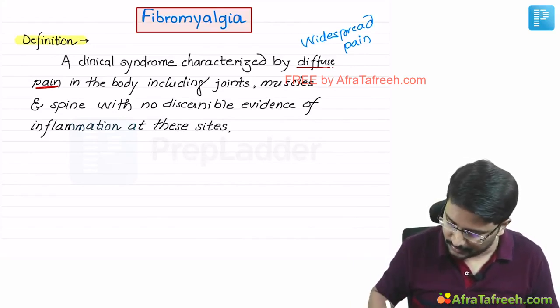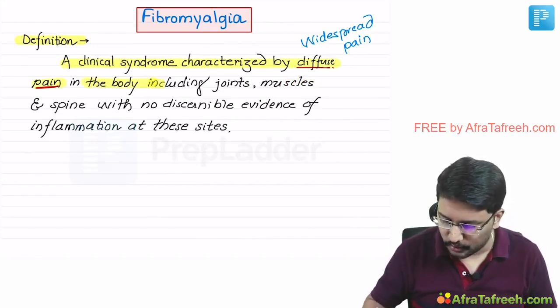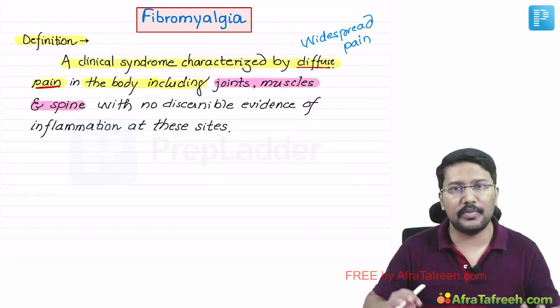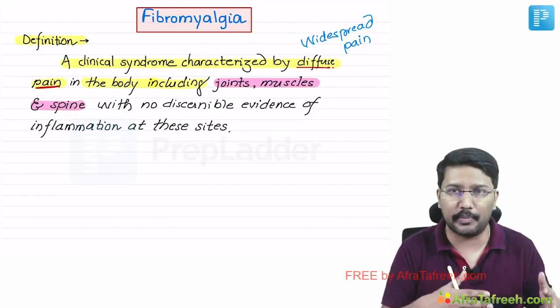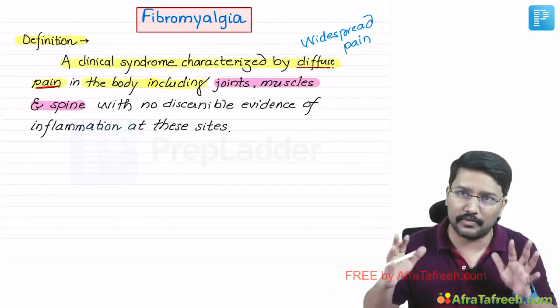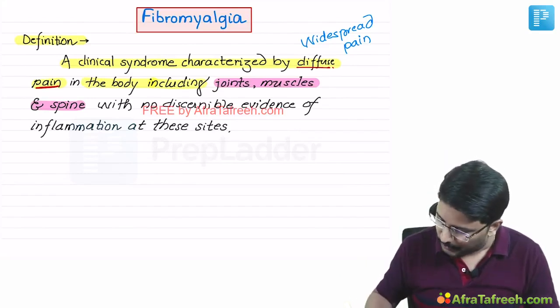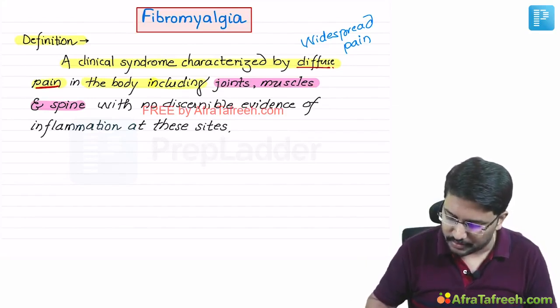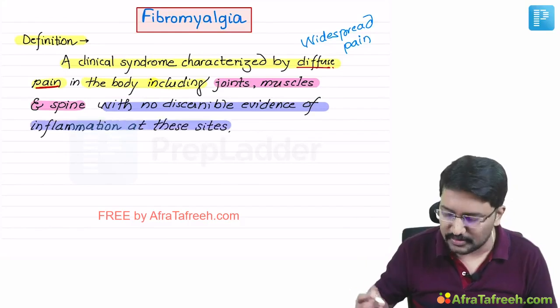A clinical syndrome characterized by diffuse pain in the body including joints, muscles and spine. So that means pain can originate from any of these structures. So if the patient is having joint pain, that doesn't rule out fibromyalgia. Fibromyalgia remains an important differential diagnosis. Okay, and the last component of the definition is something that I want you to pay particular attention to: with no discernible evidence of inflammation at these sites.